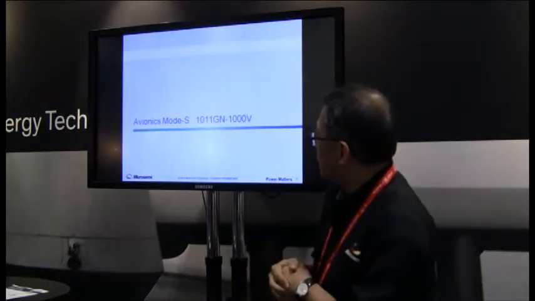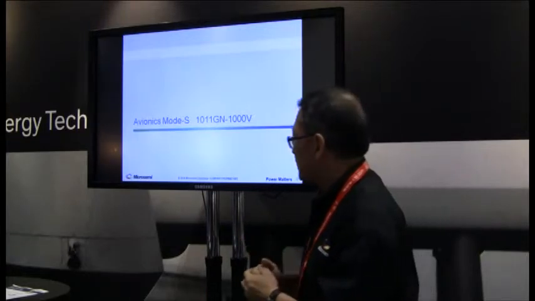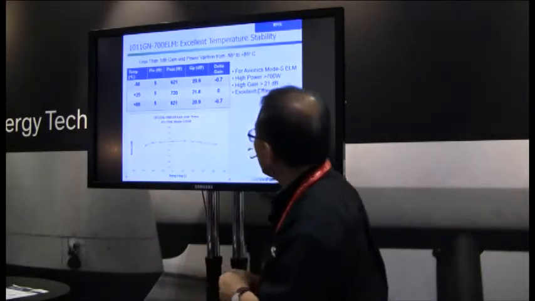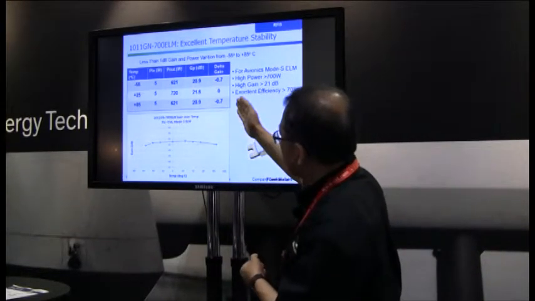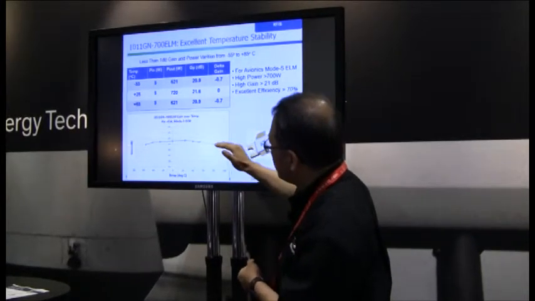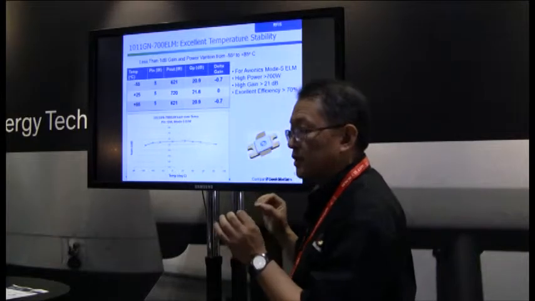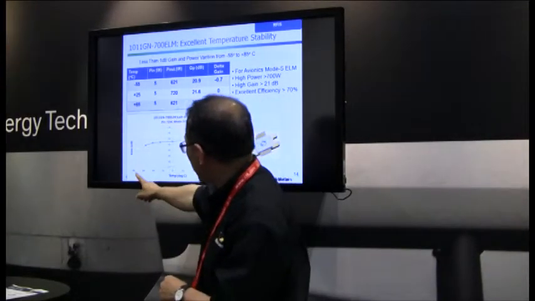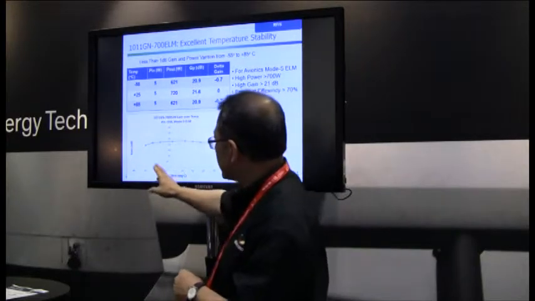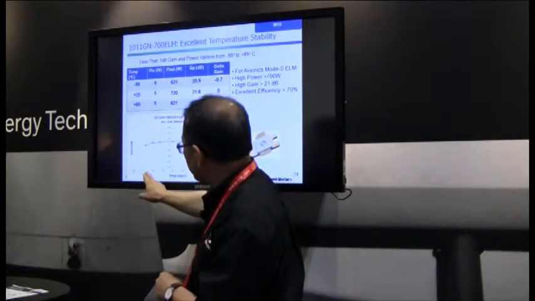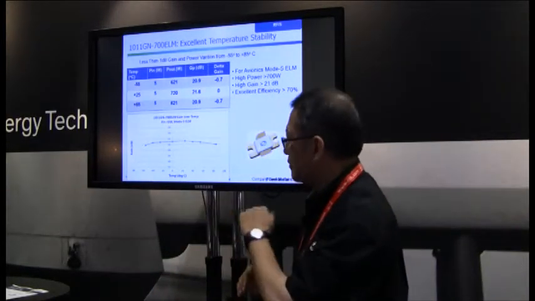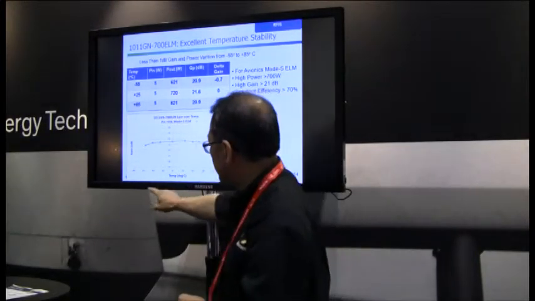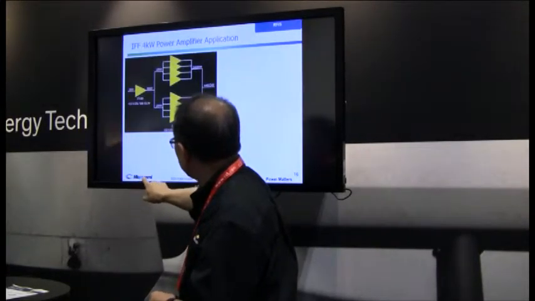Now we also work on the next level. How about 1,000 watts? Can we achieve 1,000 watts using GaN? Last year we talked about 700 watts devices for this frequency band, 1030 to 1090, and we demonstrated this chart that shows extremely stable temperature performance over minus 55 to plus 85 degrees C. Some devices in other technologies drop pretty significantly at minus 45 to minus 60. But GaN technology has very stable temperature performance over a very extreme range.